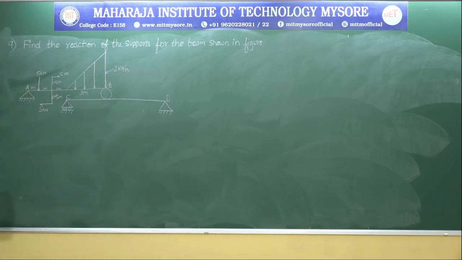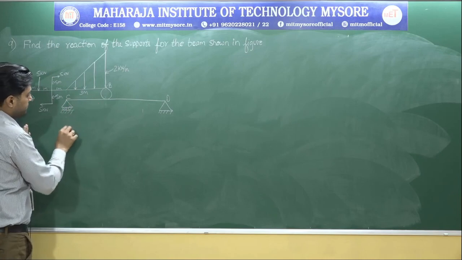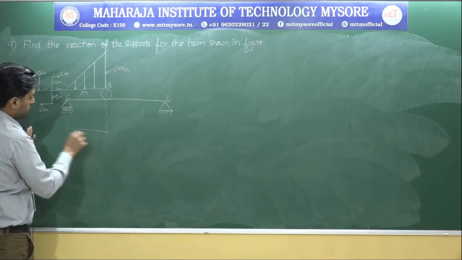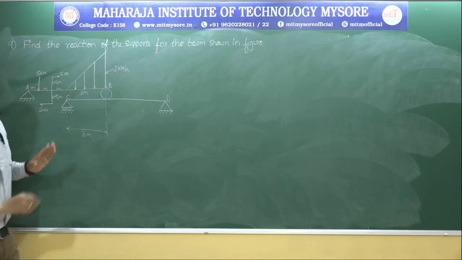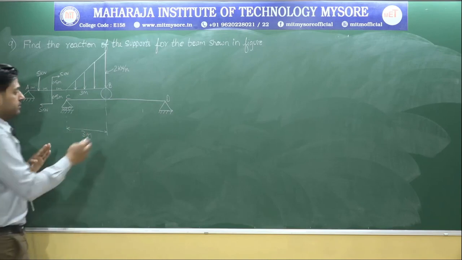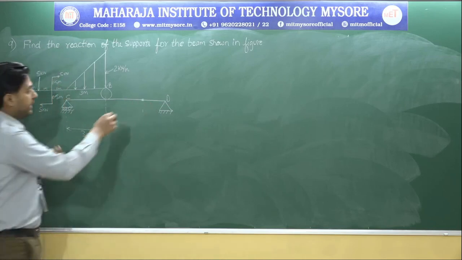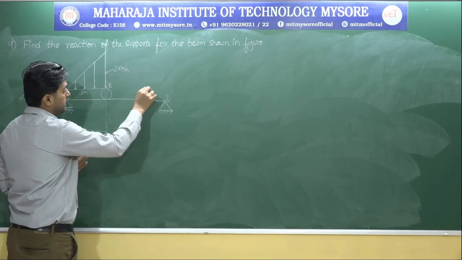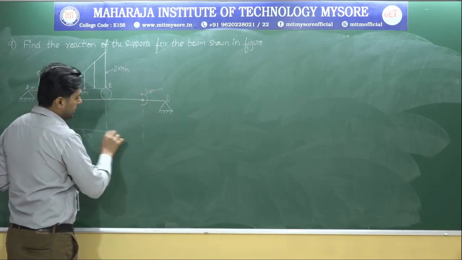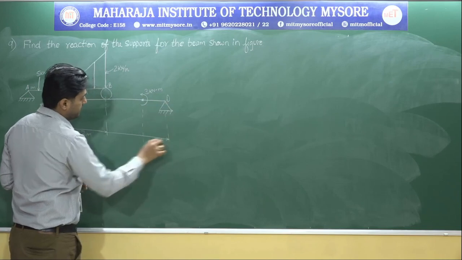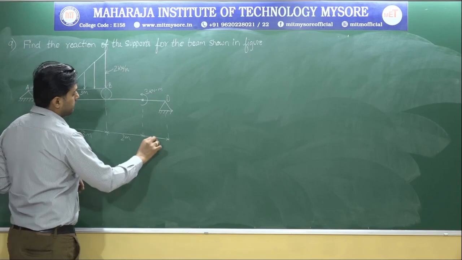Okay. So they have given this as 3 meter span. Already we know it. So this is 3 meter span. Next, at 2 meter, there is one more. At 2 meter, they have given a pure moment in anti-clockwise direction. So it's 3 kilonewton meter. And the distance that they have given is, this is 2 meter and this is 1 meter.